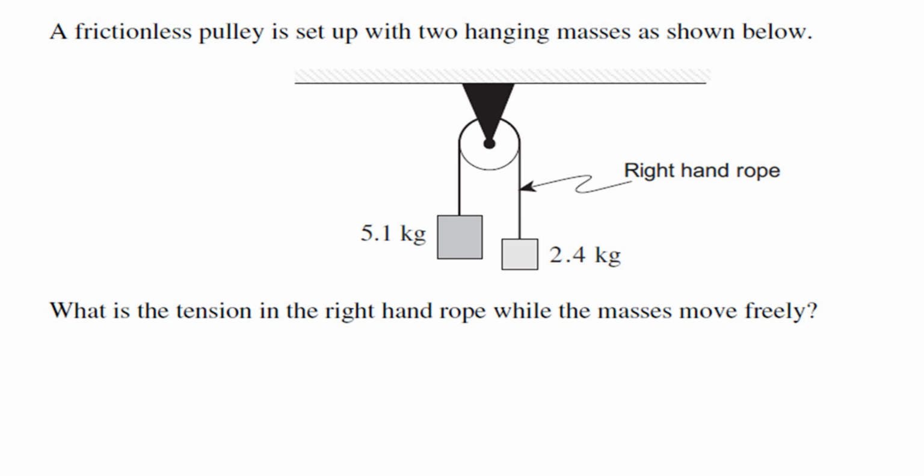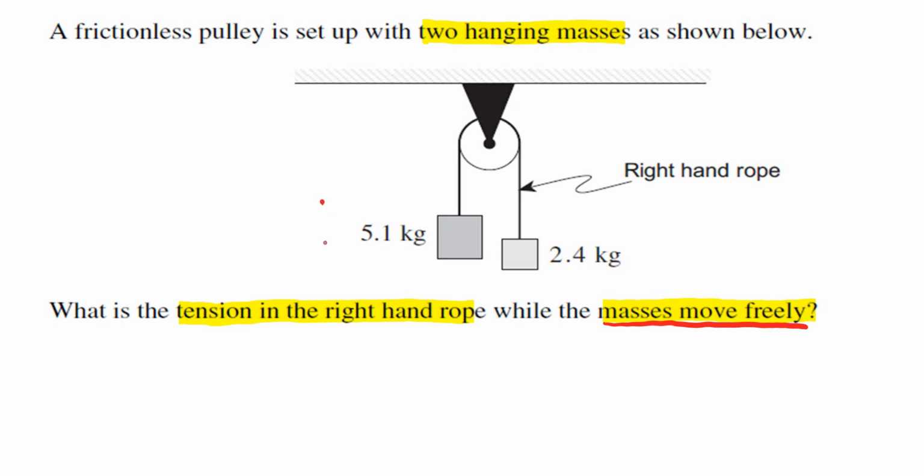Let's take a look at this next problem. We have a frictionless pulley, and it's set up with 2 hanging masses, as shown in the diagram below. And we want to find the tension in the right-hand rope while the masses move freely. Okay, so if the masses are moving freely, what we have to do is find the heavier mass, which is the 5.1 kilograms.